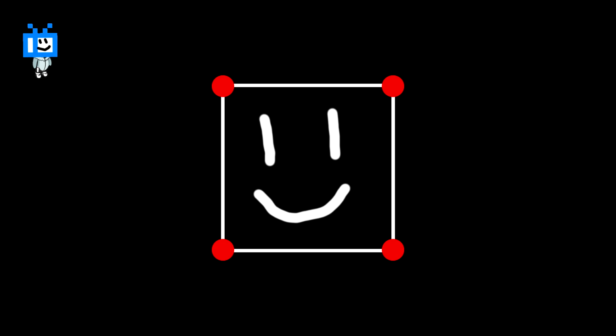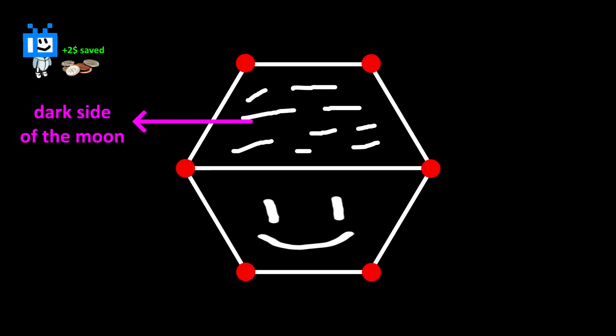Well, here's a life hack. Move the camera slightly outward. Like, not an actual camera, I mean hypothetically. It's much cheaper this way. But now we can see the dark side of the moon. Or the cube. I guess it's a cube.